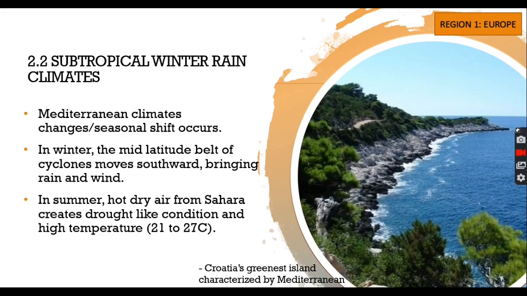Okay, next is the subtropical winter rain climate. The other name for this climate is the Mediterranean climate. It's the same. This climate dominates in the far south along the Mediterranean Sea coastline, where a seasonal shift always occurs. In winter, the mid-latitude belt of cyclones moves southward, bringing rain and wind. However, the temperature is usually constant and stays above freezing point, which is 4 to 10 degrees Celsius. In summer, hot air from the Sahara to the south creates drought-like conditions and high temperatures, which is 21 to 27 degrees Celsius. So you can see the view of Croatia's greenest island.